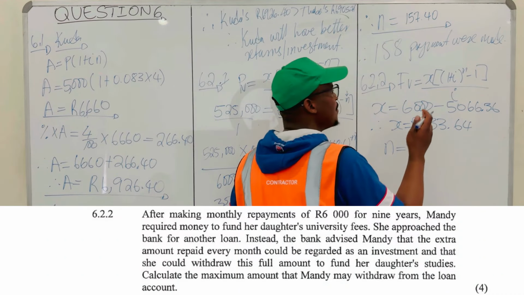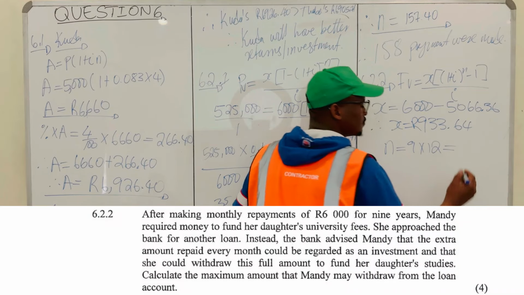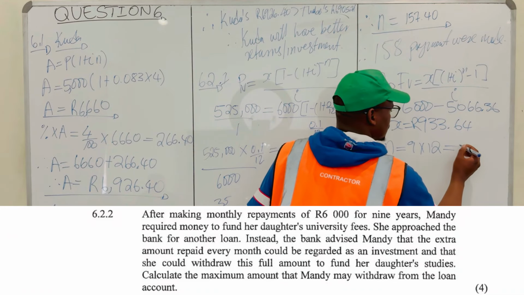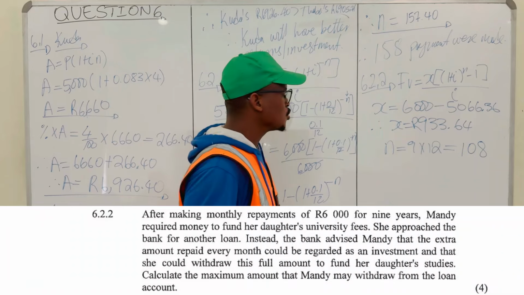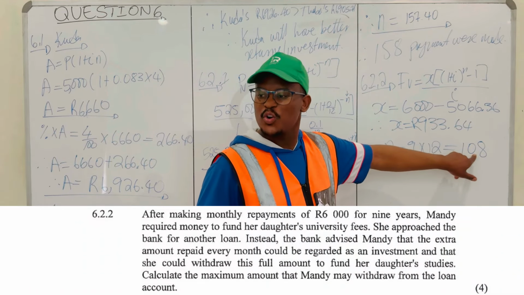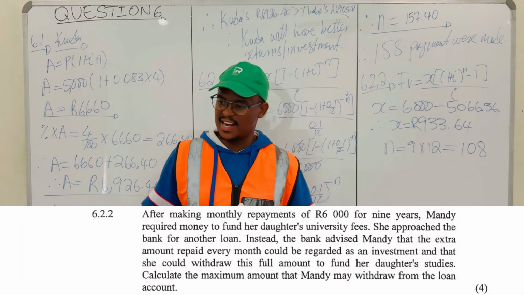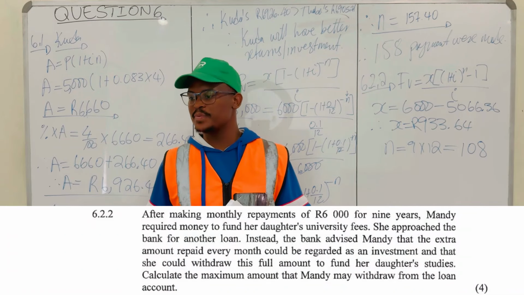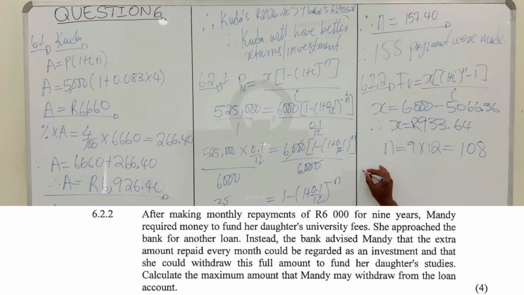How many months in 9 years? 9 times 12. It's 108. So there are 108 months, which means she made 108 payments. This n is not the number of months, it's the number of payments. But since she's making those payments monthly, the number of payments and the number of months should be the same. In that case, we can just find the future value of that.